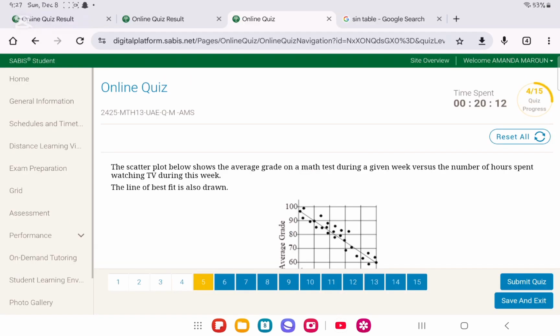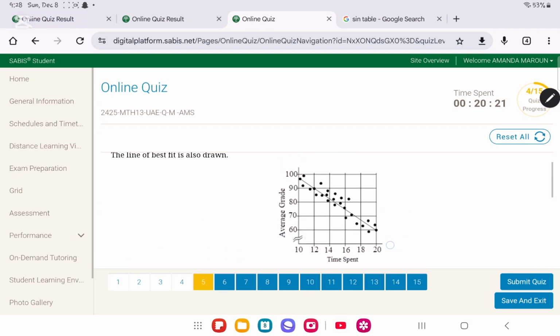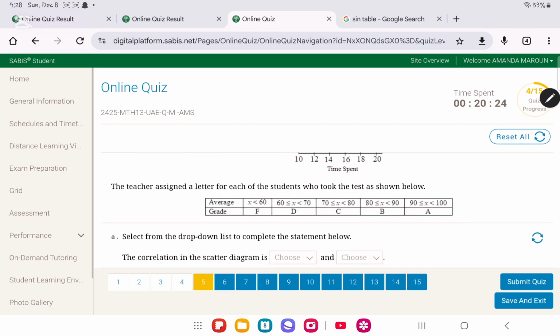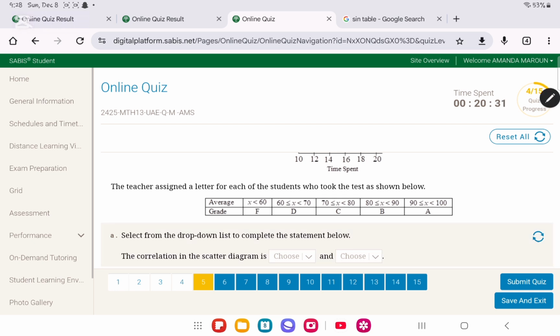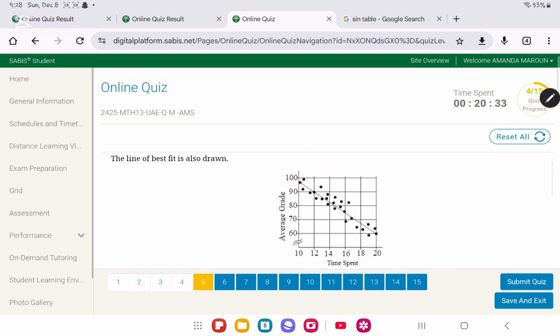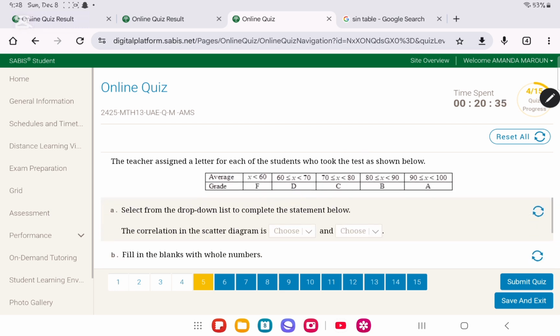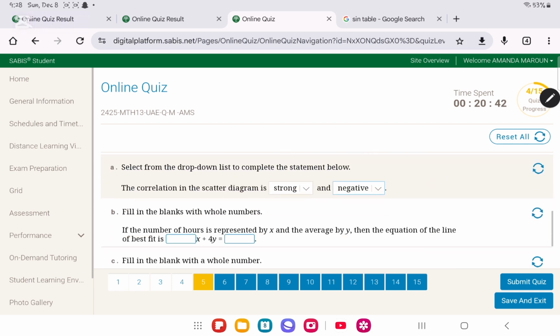The scatter plot below shows the average grade on a math test during a given week versus the number of hours spent watching TV during this week. The line of best fit is also drawn. The teacher assigned a letter for each of the students who took the test as shown below. The correlation in the scatter diagram is, if you look at it, strong, because the line is not curved, it's just a straight line, and it is negative because it's descending, going down.